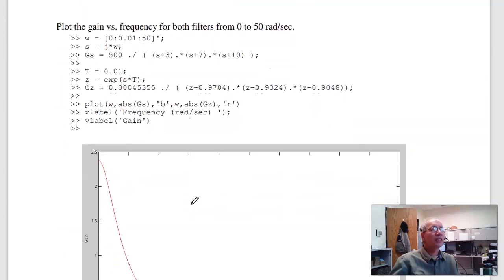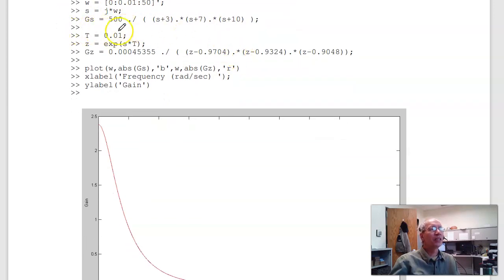If we want to check, are these two filters the same? One way is to see, do they have the same frequency response? In the S-plane, I can have omega go from 0 to 50 radians per second. s is j omega. G of s is basically the way you type it in MATLAB. In the Z-plane, T is 0.01, z is e to the sT. There's your filter in the Z-plane.